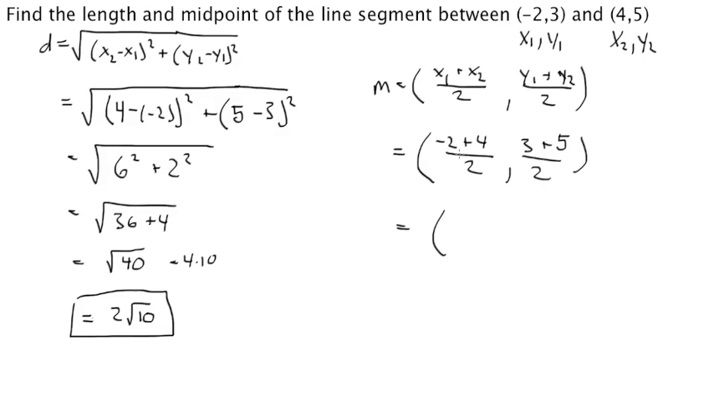So -2 plus 4, that gives me +2. 3 plus 5, that gives me 8. So I see that my midpoint is going to be at 1, 4. So my answers are the length of the line segment is 2 square roots of 10. My midpoint is going to be located at 1, 4.